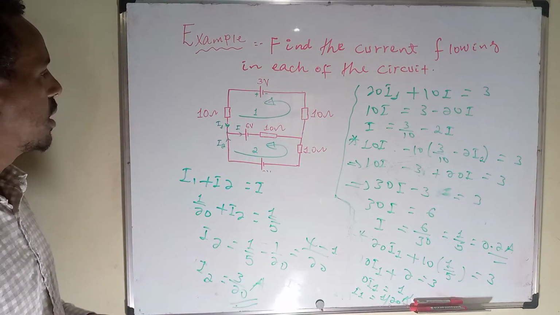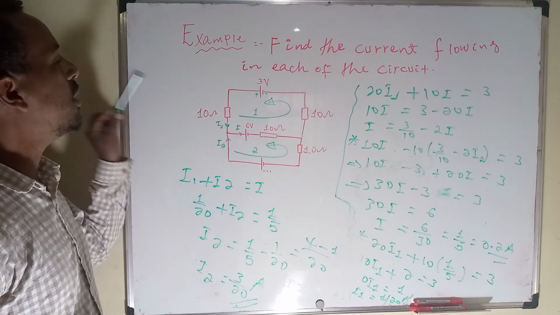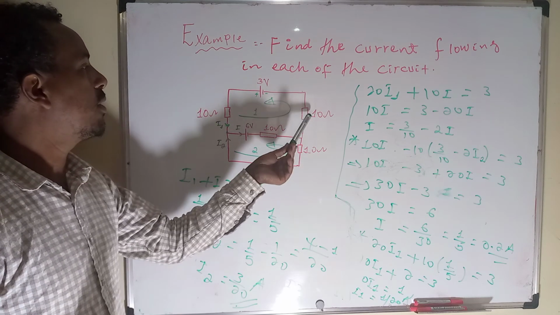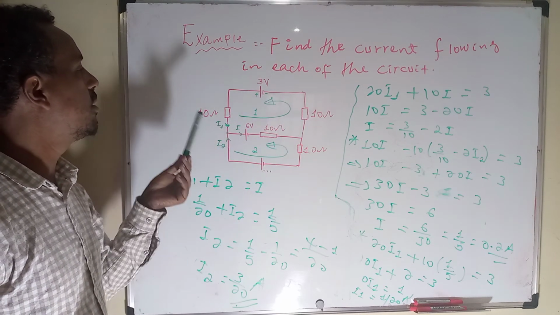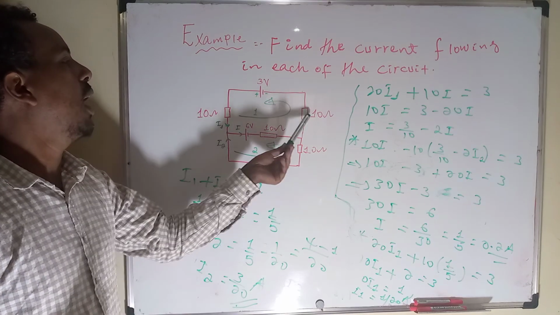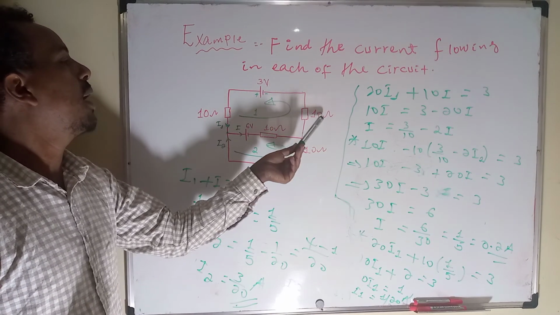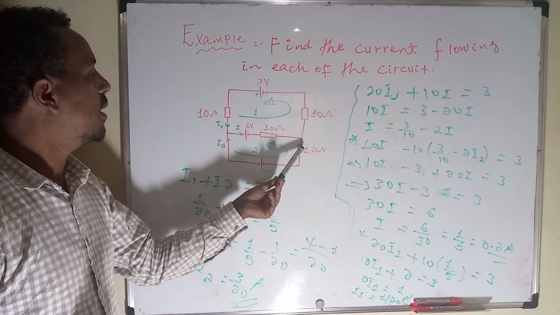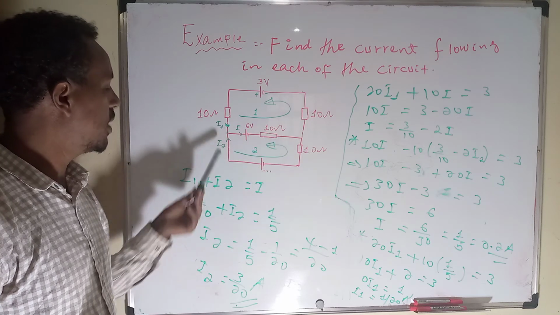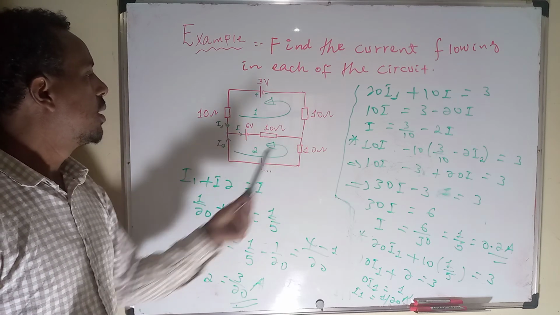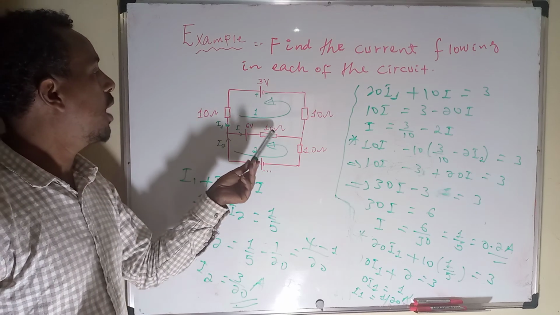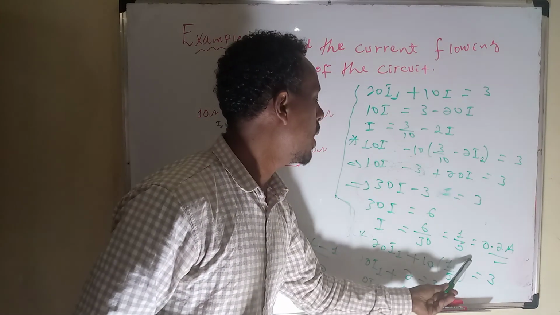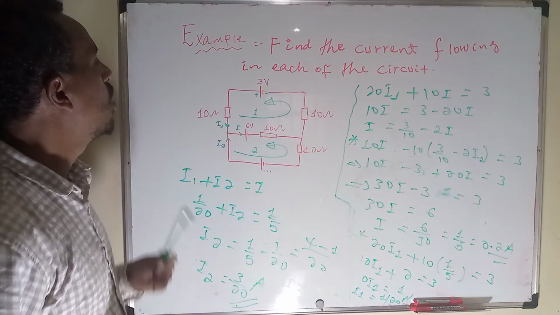This is the current passing across each resistor. Current 1 is the current passing across this resistor and this resistor, because these two resistors are connected in series, and the current passing across these two resistors is equal. And current 2 is the current passing across this resistor, that is 3/20 ampere, and the current passing across this resistor is I. I is equal to 1/5.